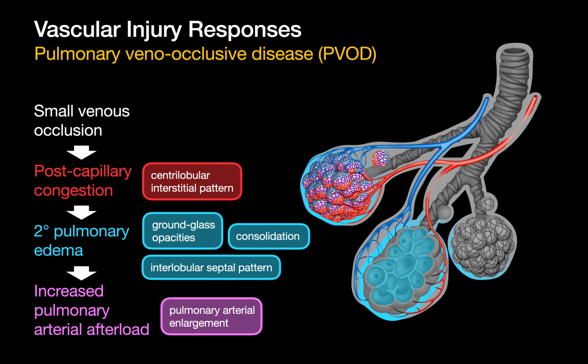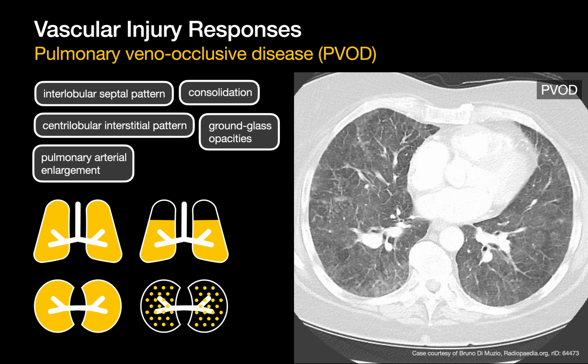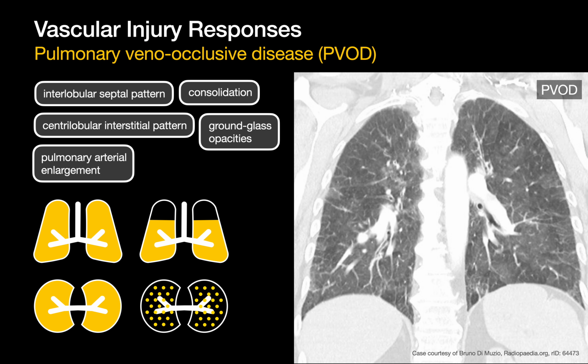The imaging features of PVOD tend to exhibit no zonal predilection in the coronal plane or favor the mid and lower lung zones. In the axial plane, imaging features may either exhibit no zonal predilection or favor a centrilobular pattern. The distribution of imaging features in these zones is generally uniform.